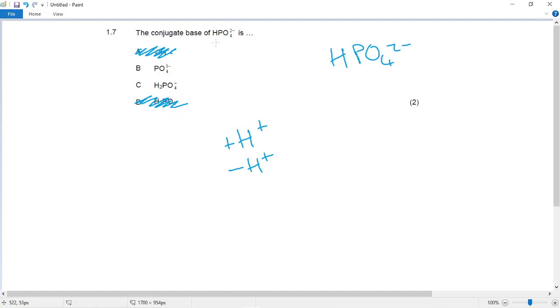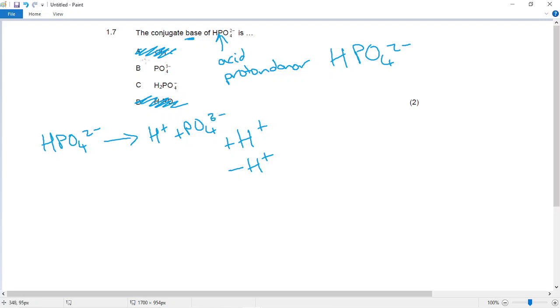So now if you are looking for the conjugate base, that means this must be acting as the acid. And what is an acid? An acid is a proton donor. So how will this donate a proton? We will have HPO4 2 minus going to a proton. And what happens? Reactants on the left must equal products on the right. What are we left with? We are left with PO4 3 minus if we take the proton off that polyatomic ion.